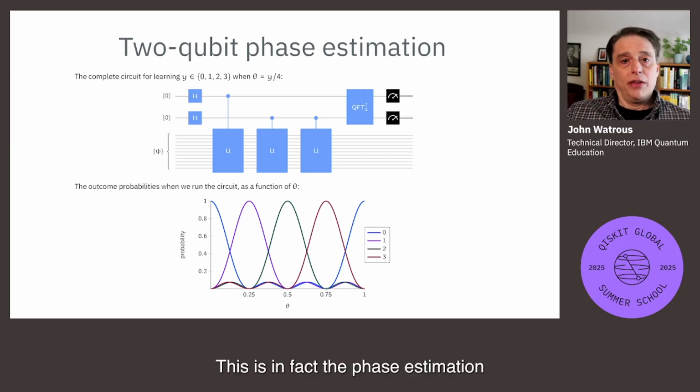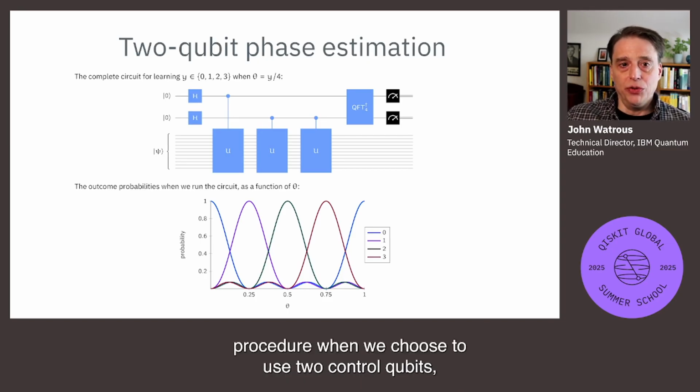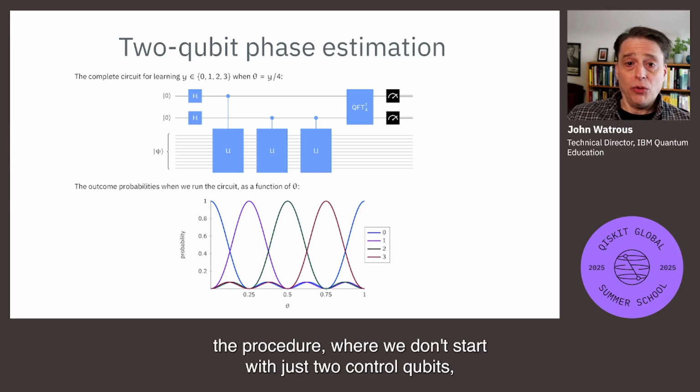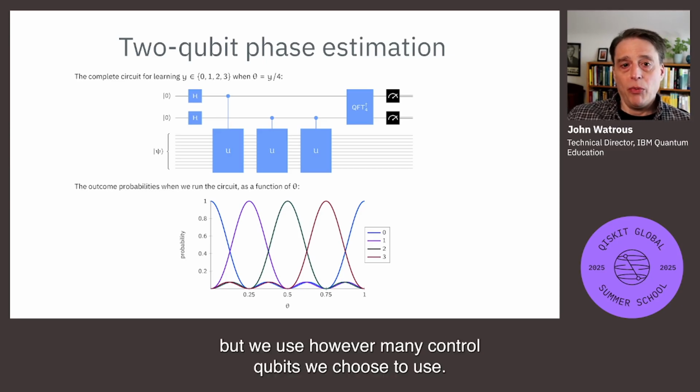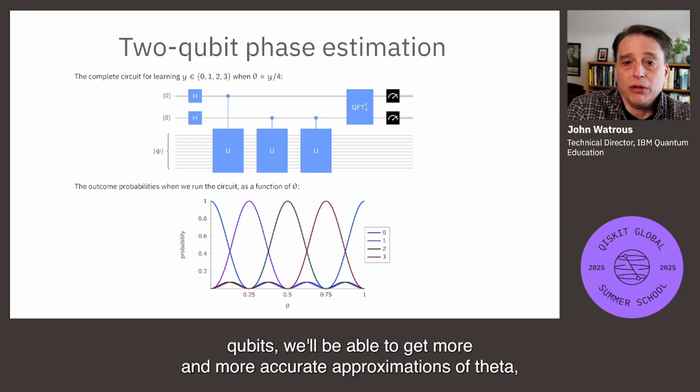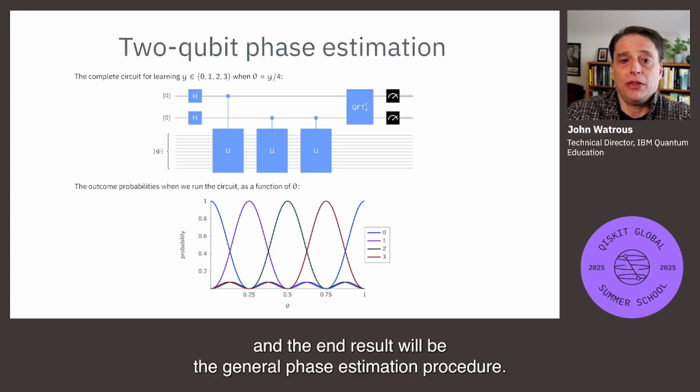This is, in fact, the phase estimation procedure when we choose to use two control qubits. And what we'll do next is that we will generalize the procedure where we don't stop with just two control qubits, but we use however many control qubits we choose to use. And what we'll see is that by generalizing this procedure, by adding more control qubits, we'll be able to get more and more accurate approximations of theta. And the end result will be the general phase estimation procedure.